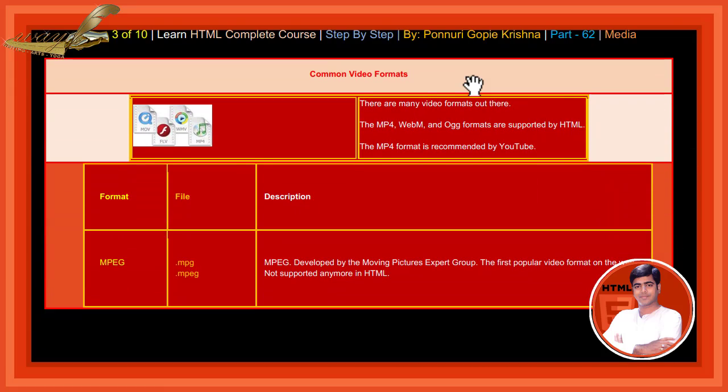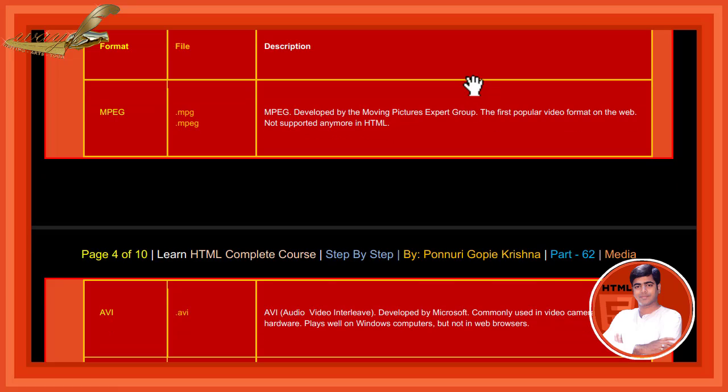Common video formats. There are many video formats out there. The MP4, WebM and OGG formats are supported by HTML. The MP4 format is recommended by YouTube. See format, file and description. MPEG, .mpg, .mpeg. MPEG was developed by the Moving Pictures Expert Group, the first popular video format on the web, not supported anymore in HTML. AVI, .avi. AVI, Audio Video Interleave, developed by Microsoft, commonly used in video cameras and TV hardware, plays well on Windows computers but not in web browsers.